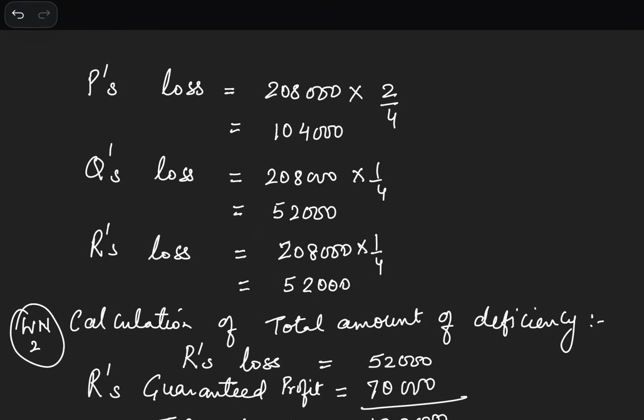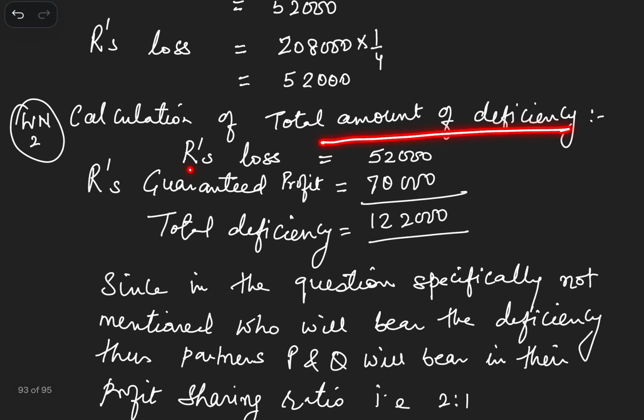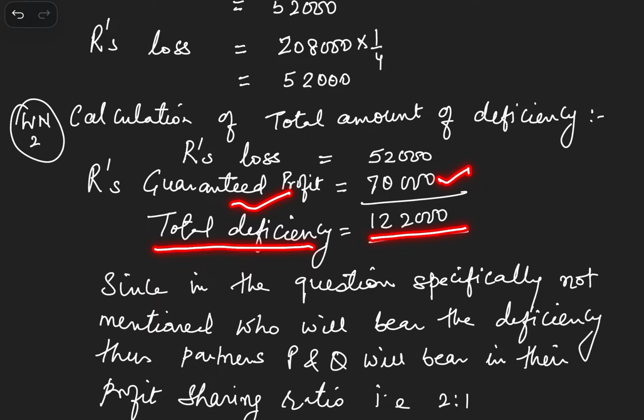Now the next step, we have to calculate the total amount of deficiency of R's loss. So R's loss equals rupees 52,000. Then R's guaranteed profit is 70,000. Total amount of deficiency comes out to be rupees 1,22,000.